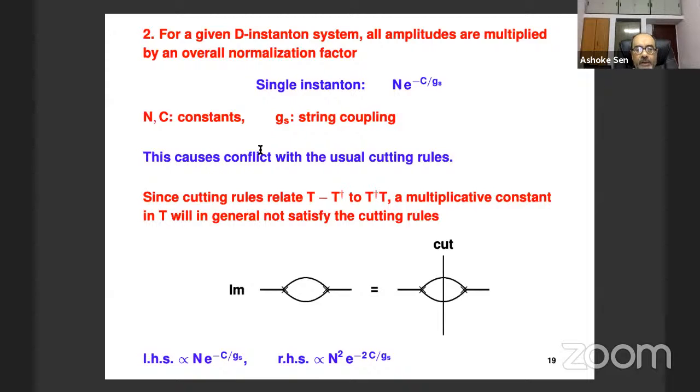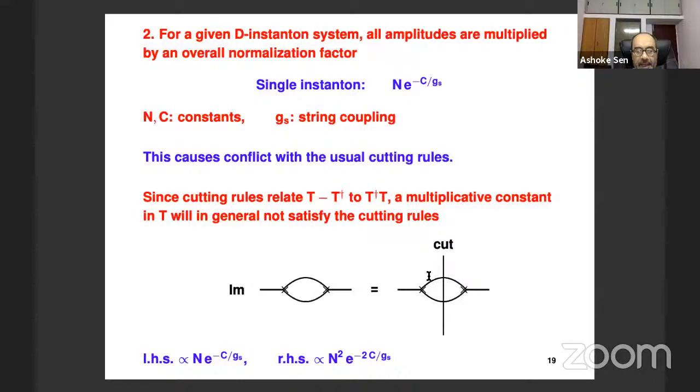But this clearly causes conflict with the usual cutting rules, because cutting rules relate T minus T dagger to T dagger T. So if you multiply T by some multiplicative constant like N e to the minus c over gs, then of course this will not hold.